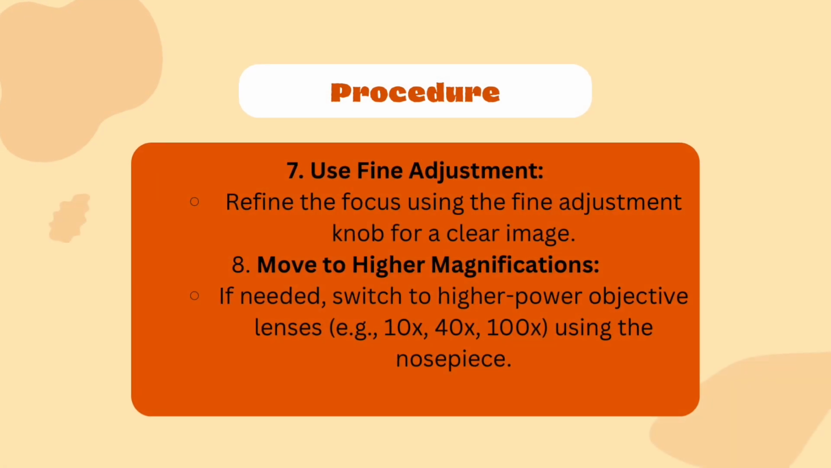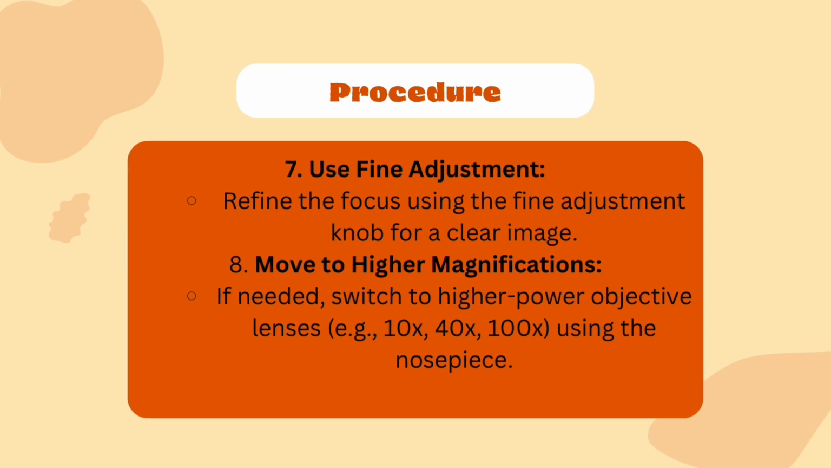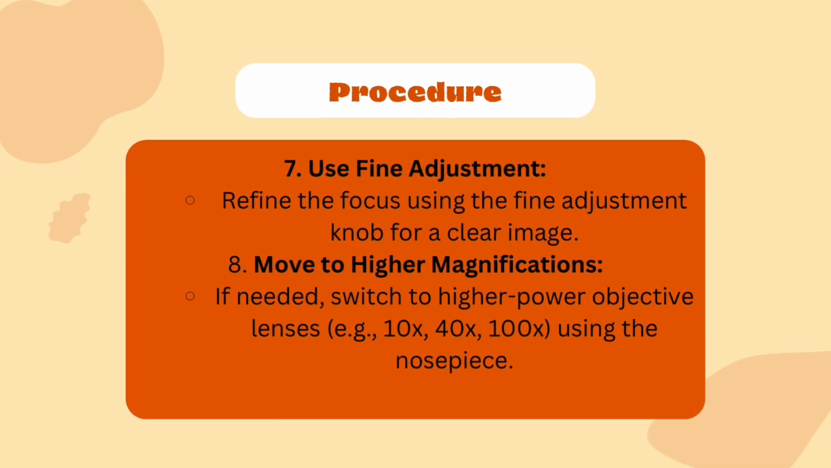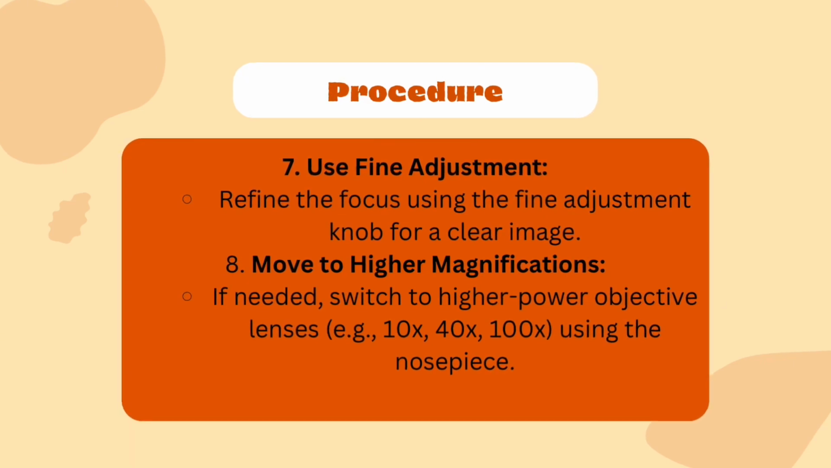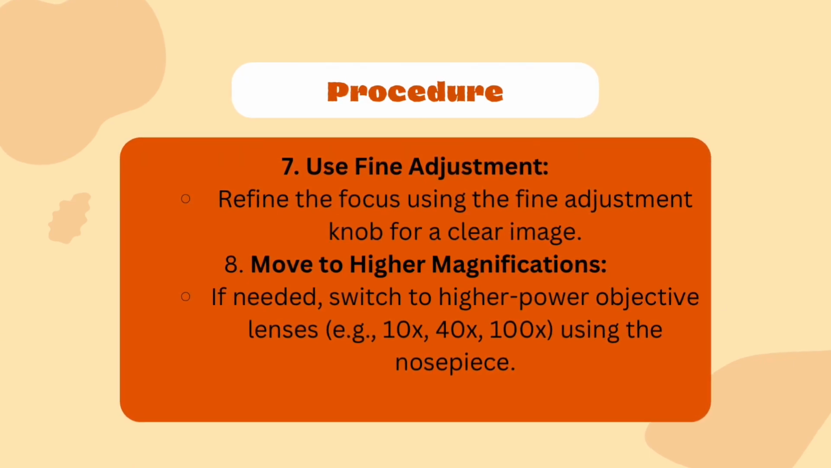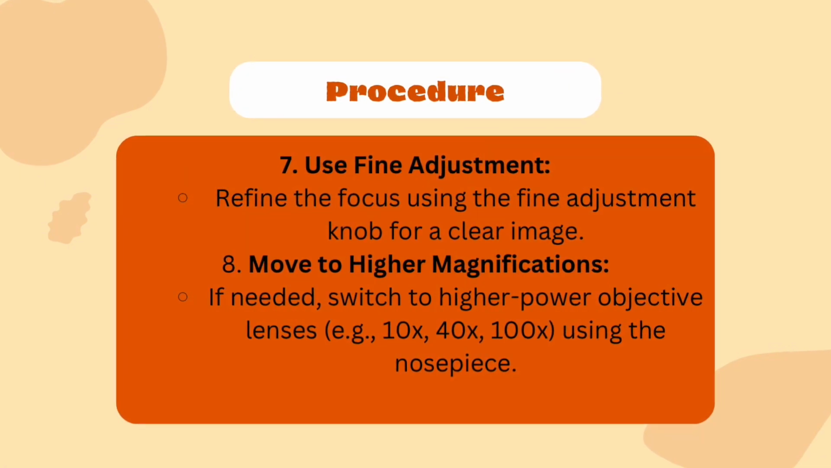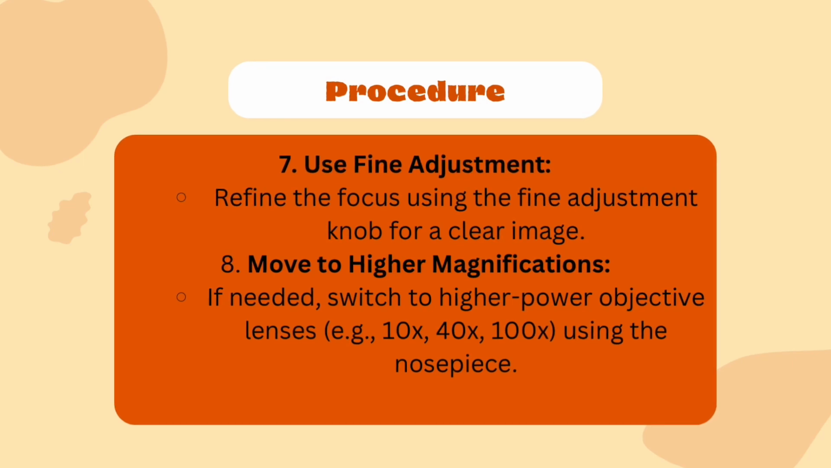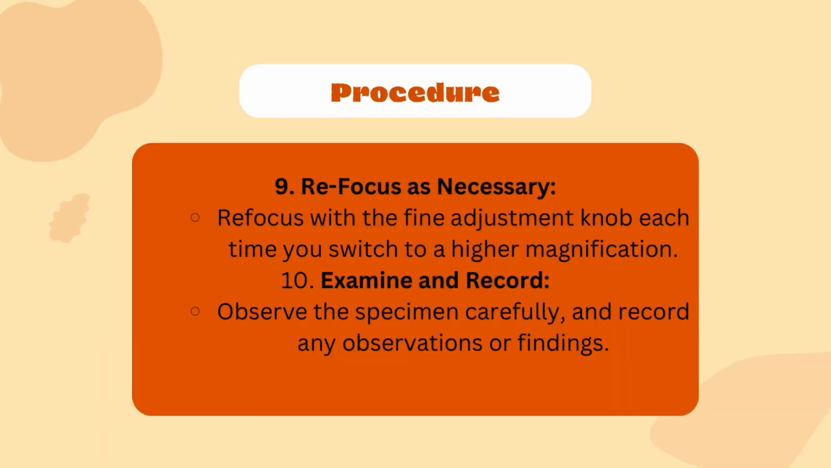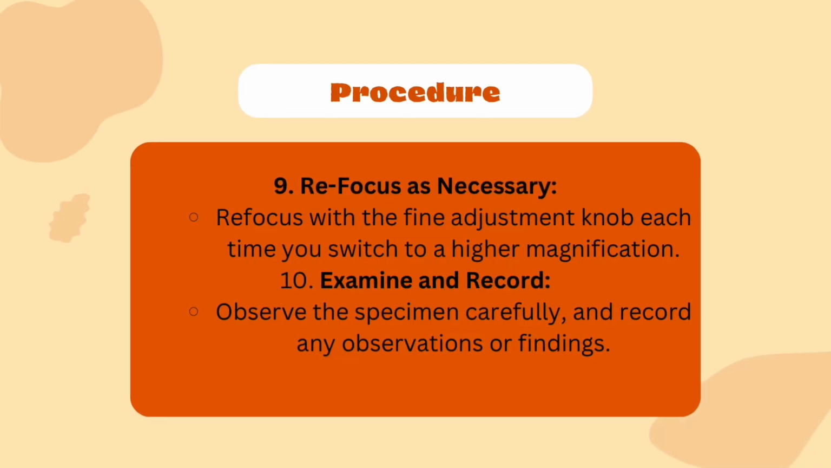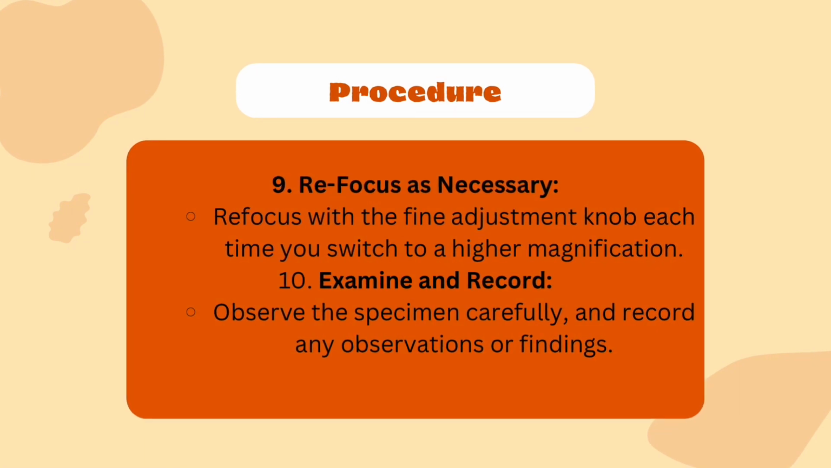Then after that, you can now use the fine adjustment knob, which is used to refine the focus for a clear image. The next one is you move to higher magnification if needed. If needed, switch to higher power objective lens, times 10, times 40, times 100 using the nosepiece. So the nosepiece is used in doing that. Always ensure to refocus as necessary. Refocus with the fine adjustment knob each time you switch to a higher magnification.